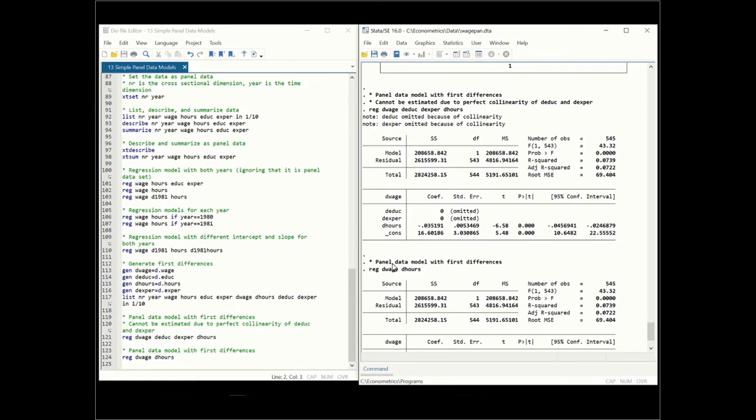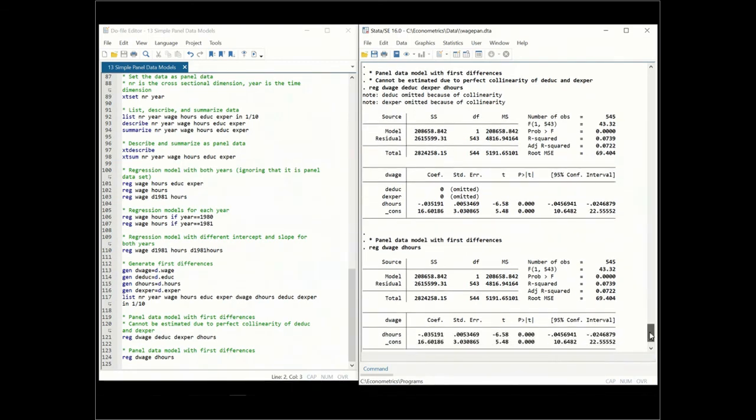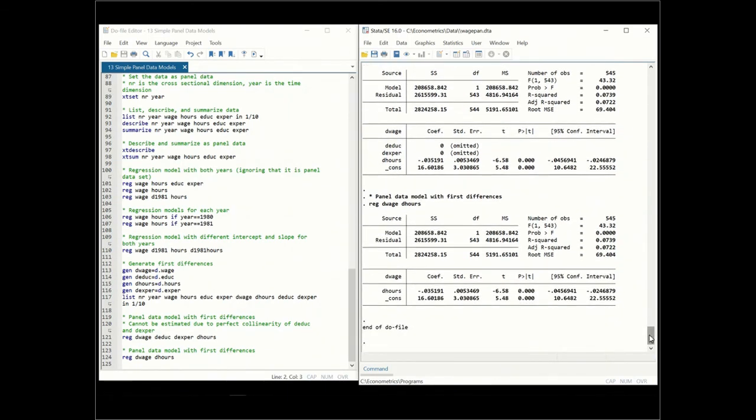So now let's say we want to estimate panel data with first differences. That's the correct way to estimate it. Here we have a regression of d wage on d hours. Again, we cannot include delta education and delta experience here. What we're going to find, this is not the original variable, but the change in wage from one period to the next, and this is the change in hours from one period to the next. And we find this coefficient that is minus 3.5 cents, and actually this coefficient is significant.